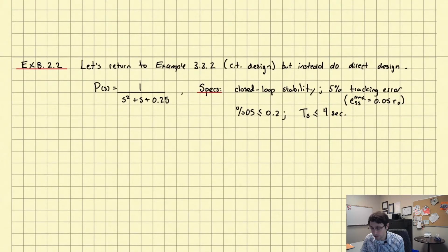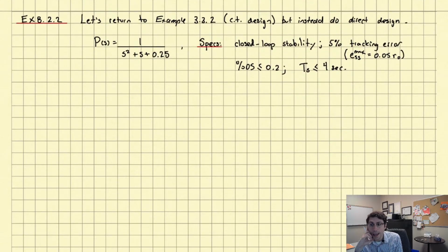Okay, so we're going to do example 822, okay? And this is an example we've seen before. So in example 332, we did practical step tracking using pole placement, but we did it all in continuous time, right? We just designed the controller in continuous time. We had the practical step tracking constraint. We're going to do the same example again, but we're going to do it in direct design approach, okay? So we're going to first discretize the plant and go from there. Okay, so this is our plant, like so.